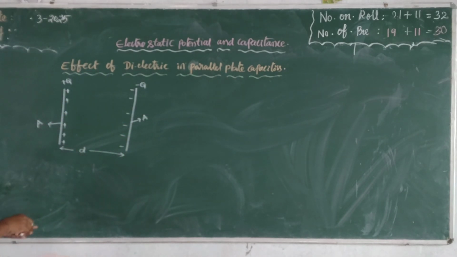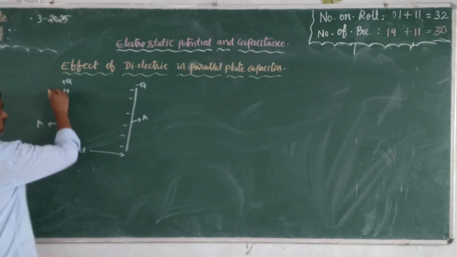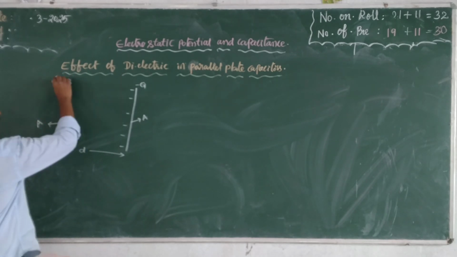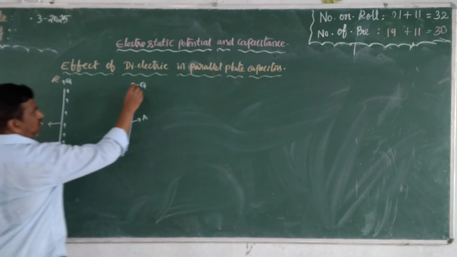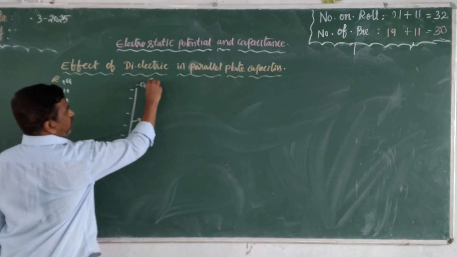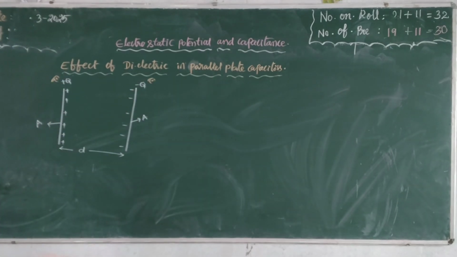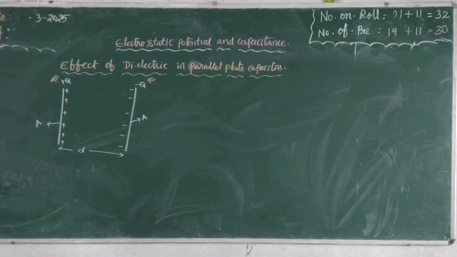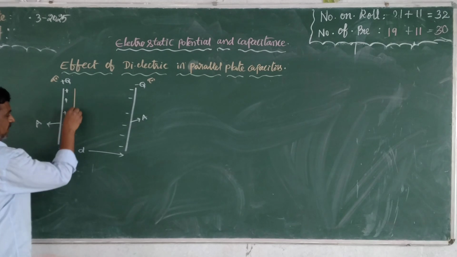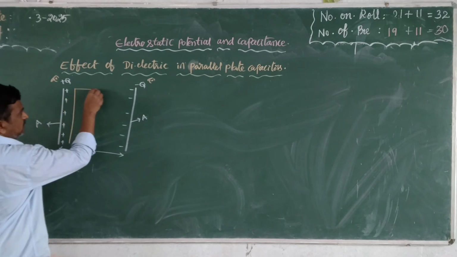Here, the charge we can write as surface charge density, sigma plus, and sigma minus. Sigma means surface charge density, that is, charge per unit area. In unit area, how much charge is there, that we represent by sigma, the surface charge density. Here we can place a dielectric in between the plates.